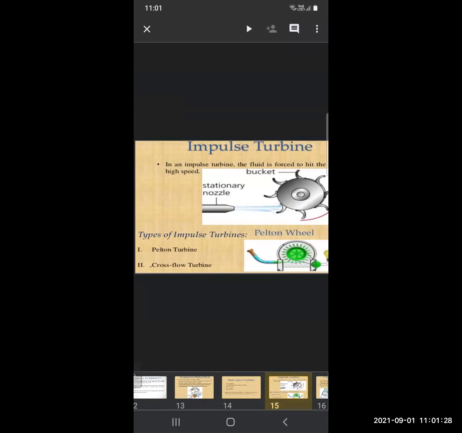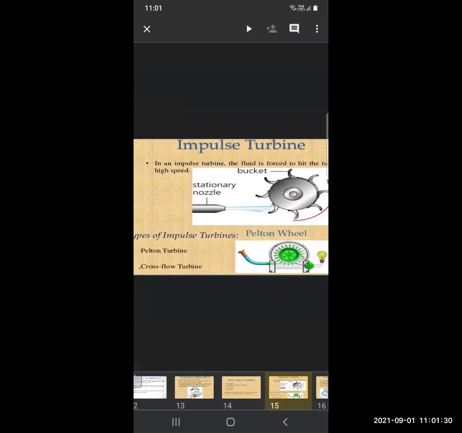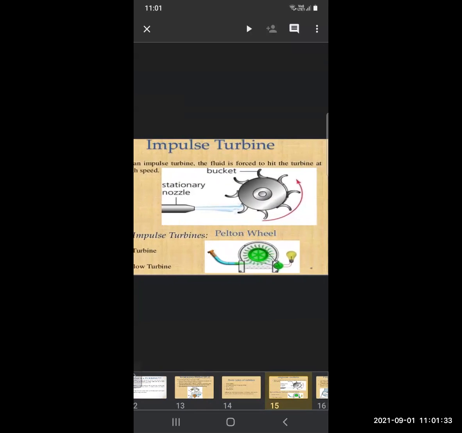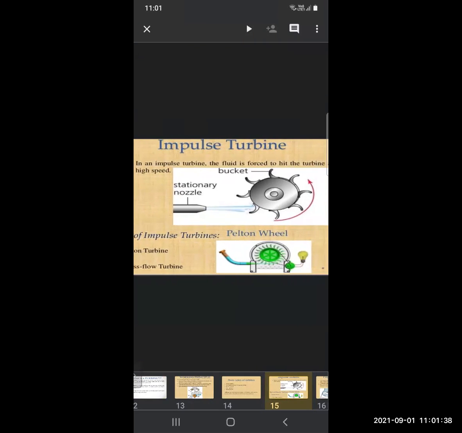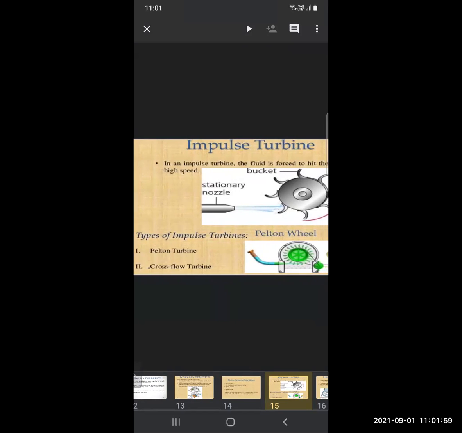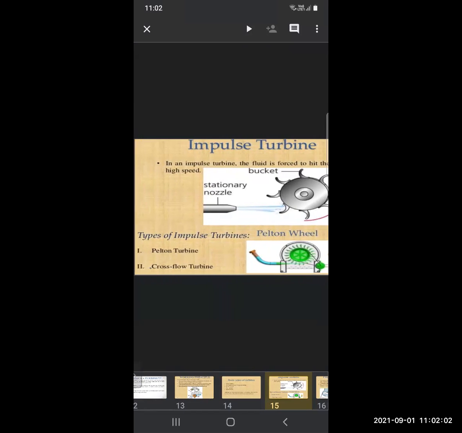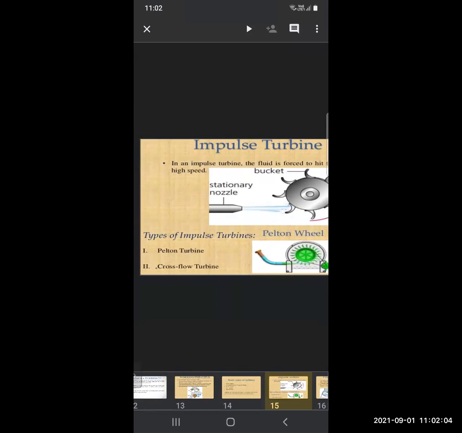Now see, this is the picture of an impulse turbine. In an impulse turbine, the fluid is forced to hit the turbine at high speed. The fluid is passed through the stationary nozzle, and this is the turbine having the blades. So the fluid is forced to hit the turbine with high speed. So this way the turbine is rotated. Types of impulse turbine are Pelton wheel and cross flow turbine.